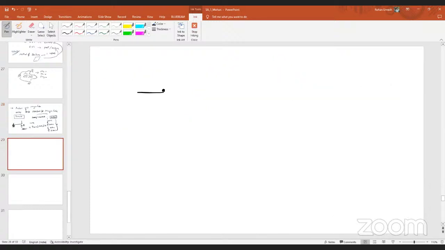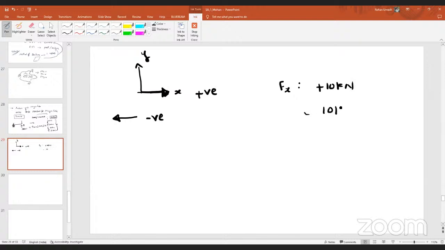Usually, if I'm talking about the coordinate system X and Y, I will say that if any force is acting along the positive X direction, I will treat that force as positive. If any force is acting along the negative X direction, I will treat that as negative. So if I'm talking about Fx, I can represent plus 10 kilonewton, or I can also represent 10 kilonewton right side.